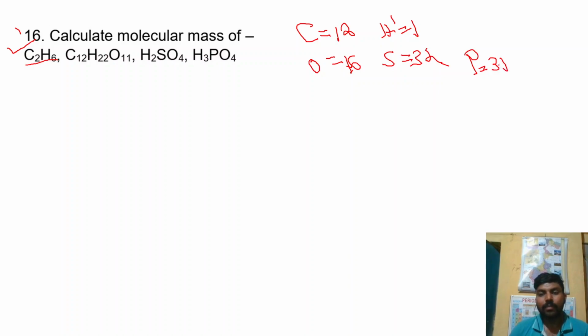So these are the 5 elements generally present in these 4 molecules. If I talk about the first one, C2H6, what will be the molar mass or molecular mass? Obviously, C2 means 24 plus 6, that is 30 gram per mole. You can say the answer is 30 gram per mole.